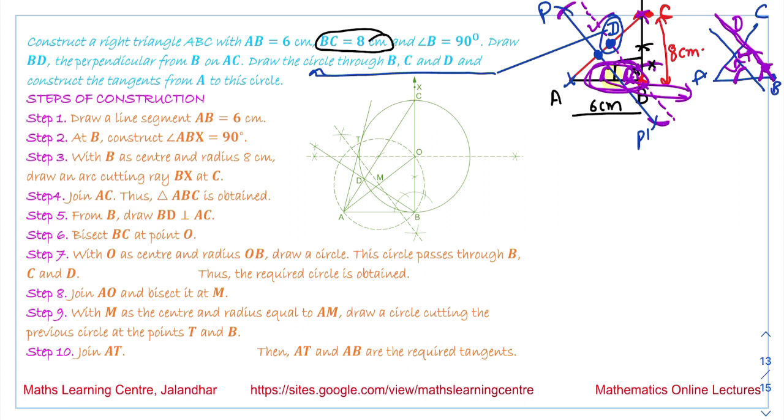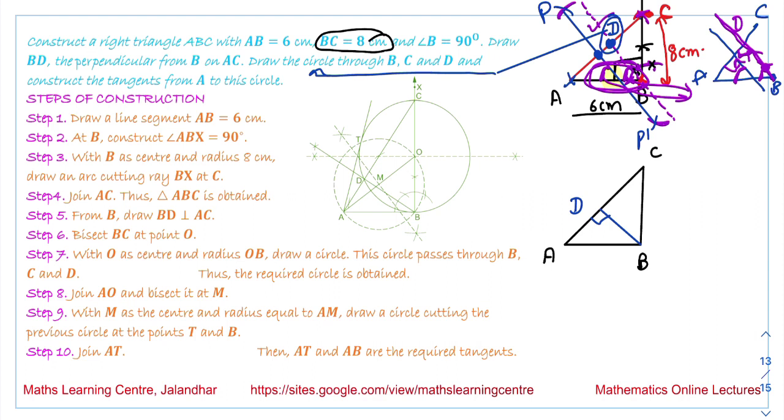So the construction we have done till now is we have drawn AB. We have drawn an angle of 90 degrees over here. We have marked the arc, and we have marked the point C at a distance of 8 centimeters. We have obtained this triangle ABC. Then we have drawn the perpendicular from point B to AC, and we are naming this point as D. Now next we have to construct the circle passing through the points B, C and D.